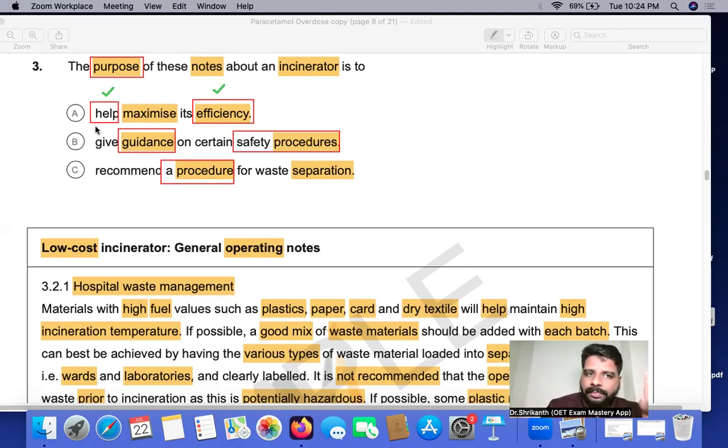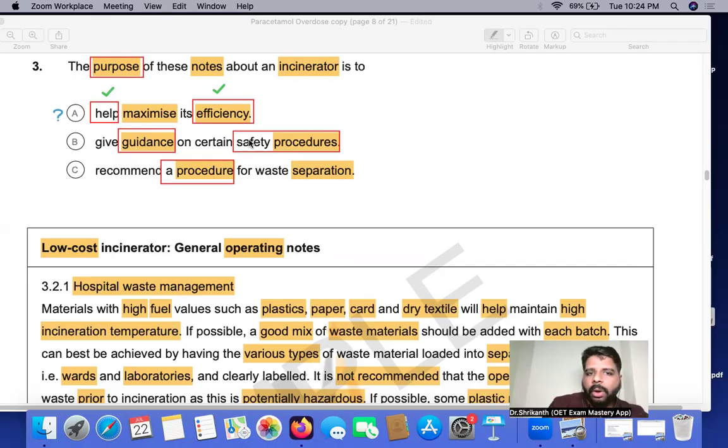So help, that is the verb over here. Efficiency, all these keywords and verbs are mentioned. So you can say A could be the right answer. You highly suspect that A could be the right answer, because the verb analysis we have done, the keyword analysis we have done, and everything is matching the purpose. Now let's come to answer option B. What is B telling us?